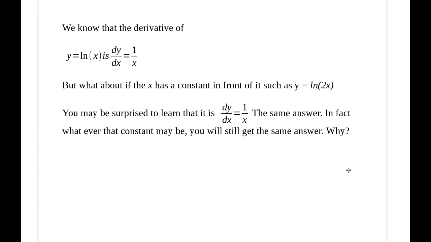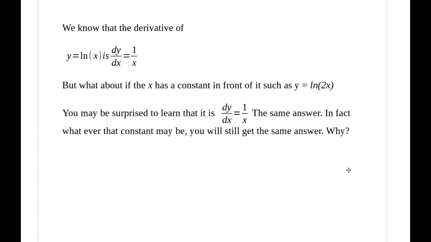So for example, we've got here y equals log of 2x. What's the solution to that? Well, as it says there, you may be surprised to learn that the solution is very simple. It's just 1 over x. The 2 disappears. It's the same answer. In fact, it doesn't matter whatever the constant may be, you'll still get 1 over x. So if instead of 2 it had been 2 billion, we'd still end up with 1 over x.